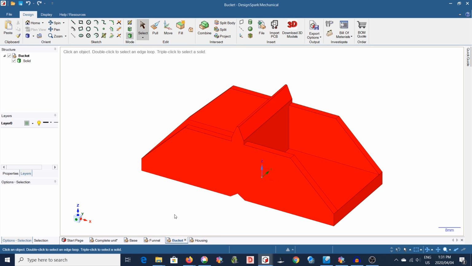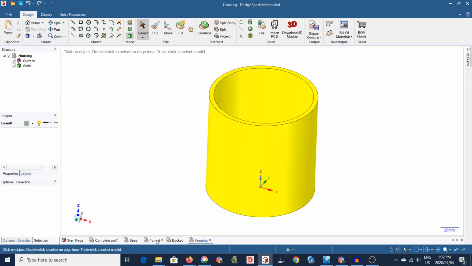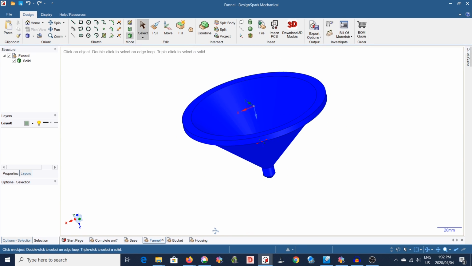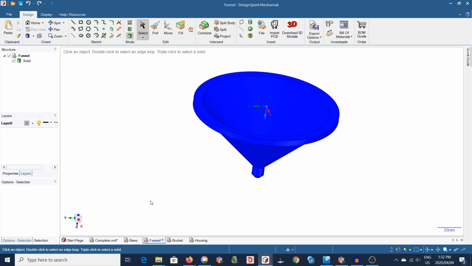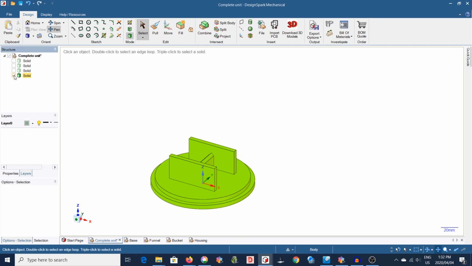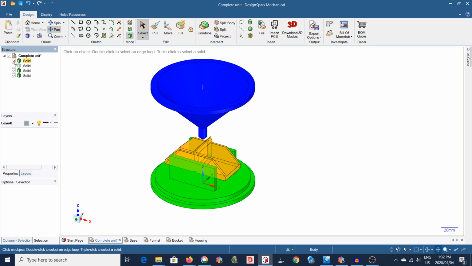The bucket itself looks like this. It's got its pivot point over there which rests on the base. Then over here is the edge where the water gets diverted either to this side or the other side. The housing itself is basically just a piece of tube. The funnel, which rests on top of the unit, looks like this. And that is where the rain gets gathered and diverted into the unit. So getting back to the unit itself, there's the base, there's the funnel, and there's the tipping bucket.